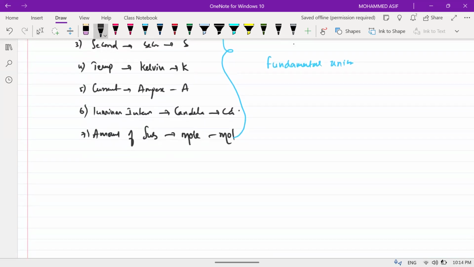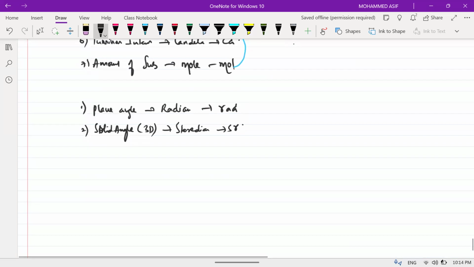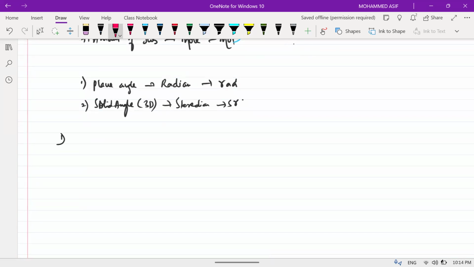Now tell me, apart from these, you have two supplementary units. I hope anyone remembers them. First one is plane angle, unit is radian, represented by rad. One more is solid angle for 3D dimensions, unit is steradian, represented by sr. The next one is derived quantities. What are derived quantities? The quantities which can be derived from the fundamental ones.